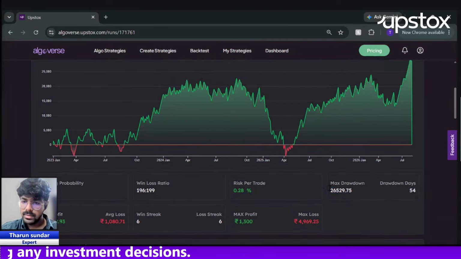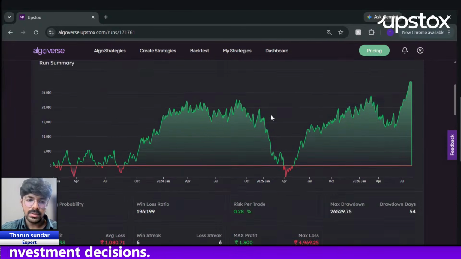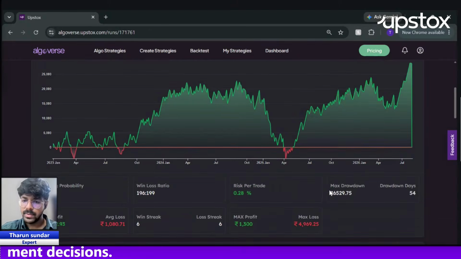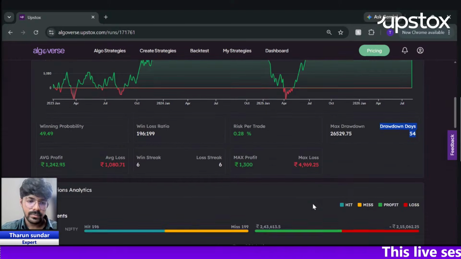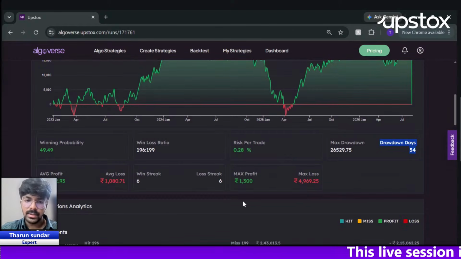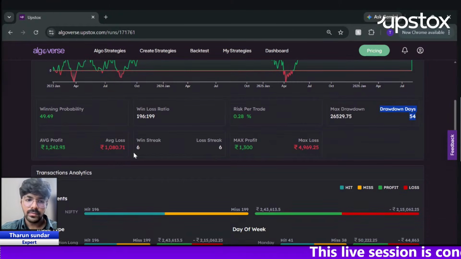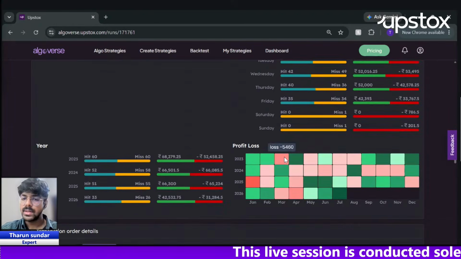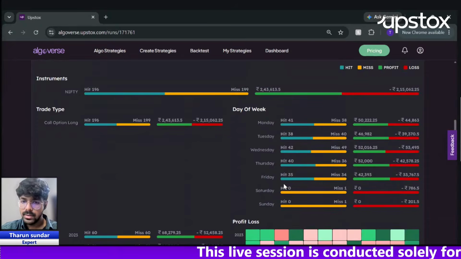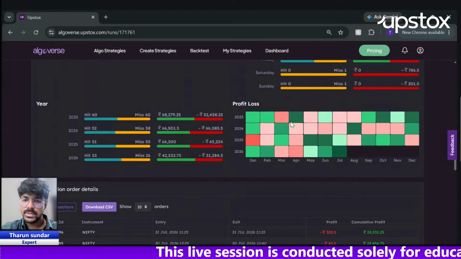And this strategy over the last 4 years of time has had a max drawdown of 26,500, which had happened over 54 trading days, which is, let's say, more than 2.5 months, close to 3 months in calendar months. And we have our average profit, average loss, max profit, max loss, and how the strategy has performed day wise, year wise, and month wise.